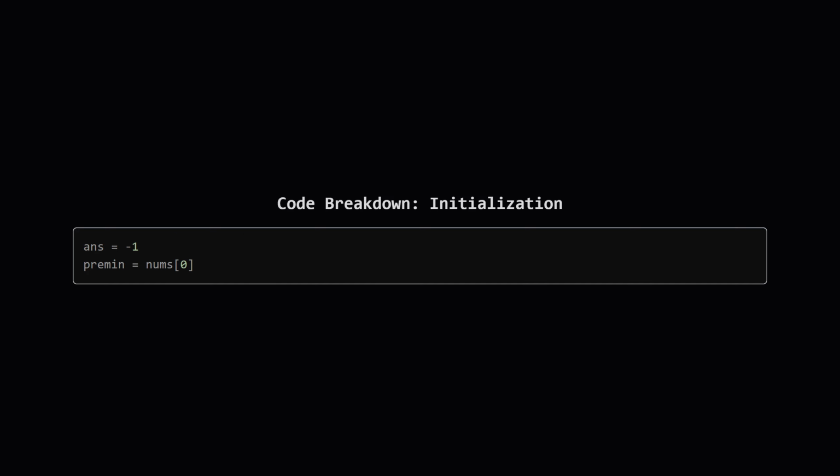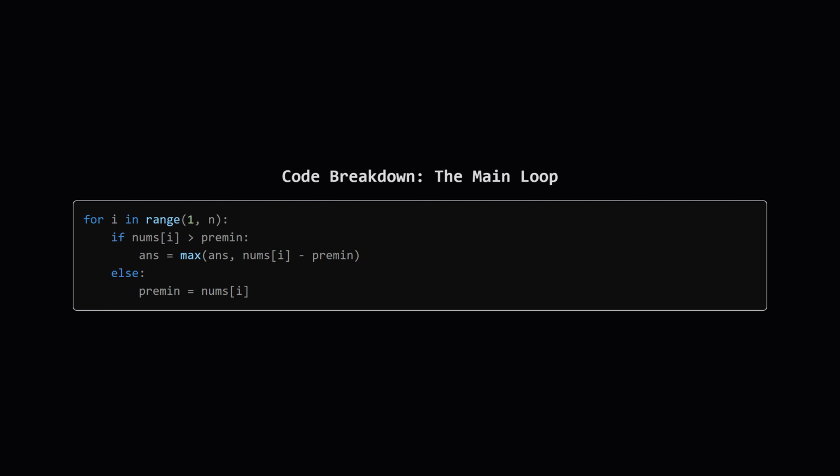First, let's set things up. We need a variable to store our final answer. We'll start it at -1, because that's what we need to return if we never find a valid pair. Next, we need to track that smallest number so far. We'll call it premin. To begin, we can just assume the very first number in the list is our initial minimum.